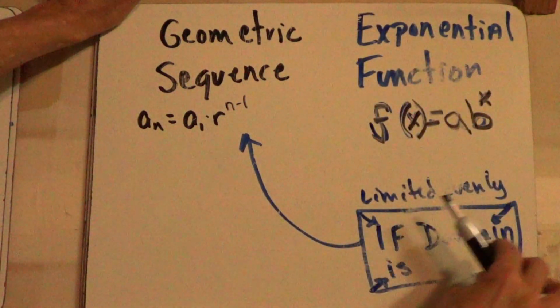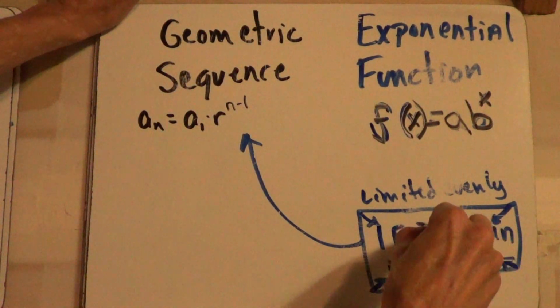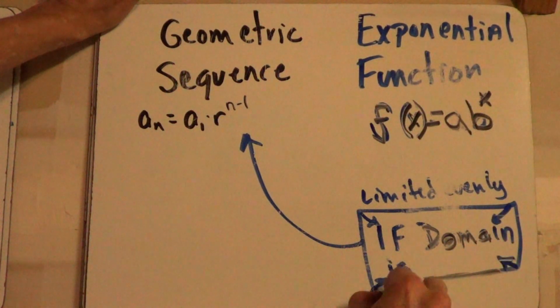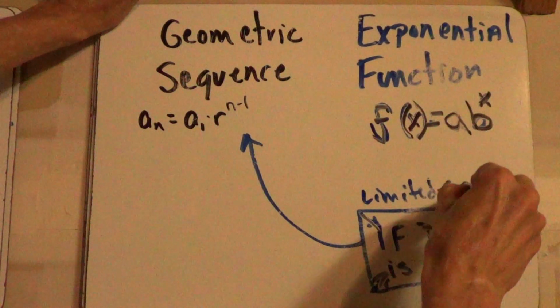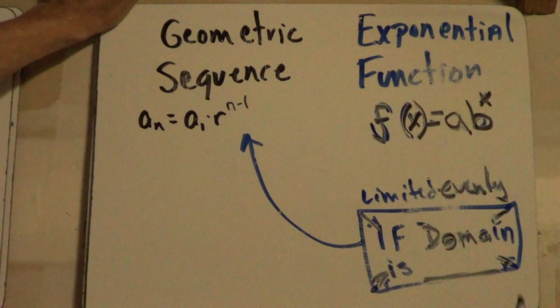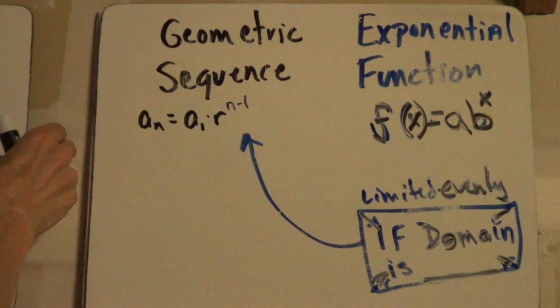A geometric sequence is an exponential function. Exponential functions are only geometric sequences, though, if their domain is limited. I put it inside of a box that was coming in on it. Only if it's limited evenly. So if the domain is even, then it's a geometric sequence. Otherwise, it's an exponential function that's not a geometric sequence.